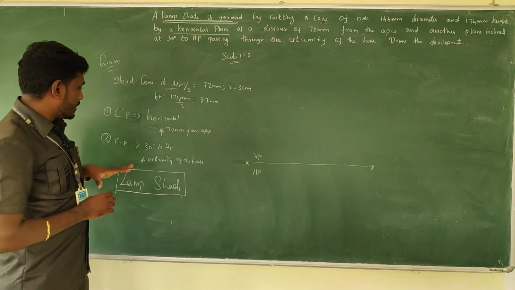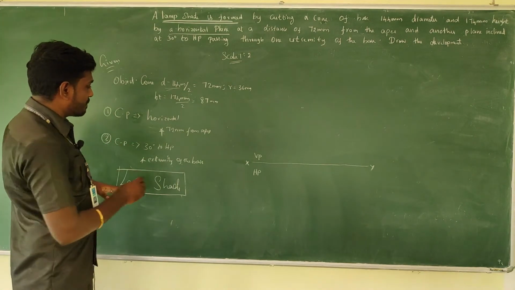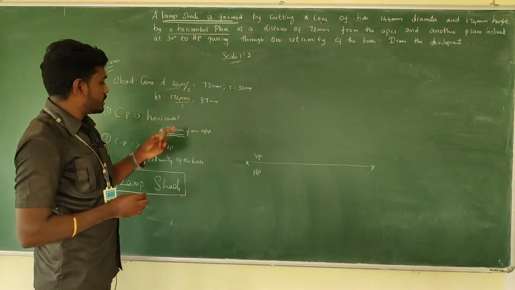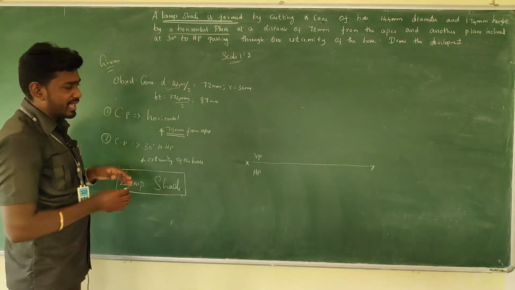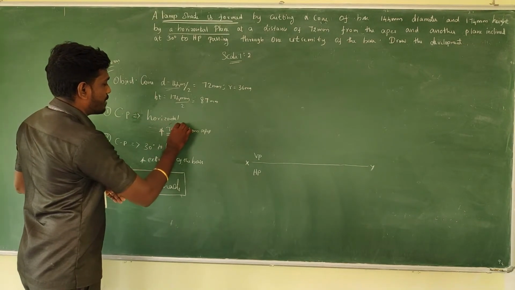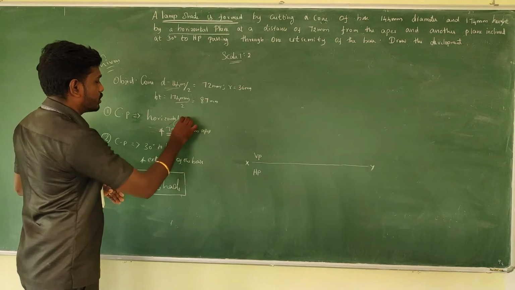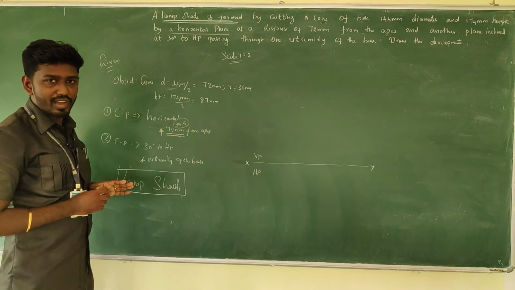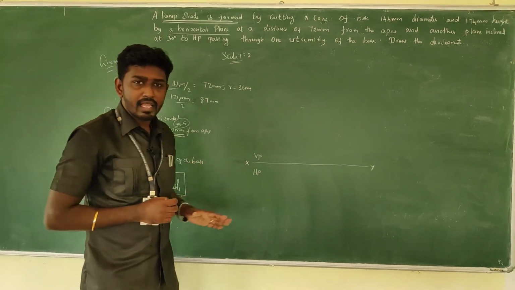Let me see what is happening when you are dividing it. When we take the scale 1:2, the 72 mm from the apex becomes 36 mm. That also note it down. Okay, fine. We have scaled all the values. Just go to the profile.